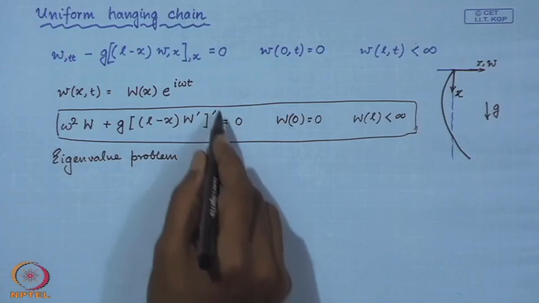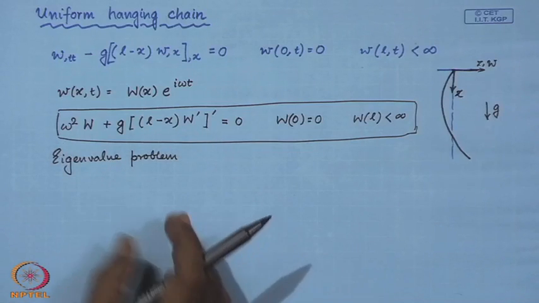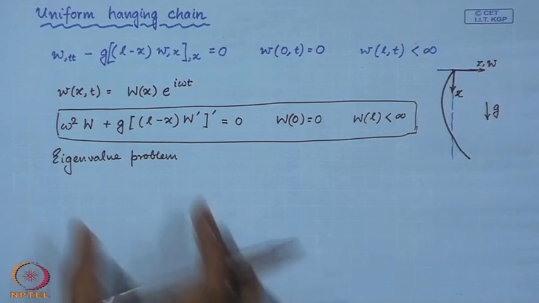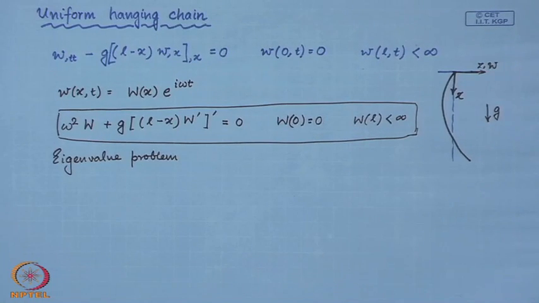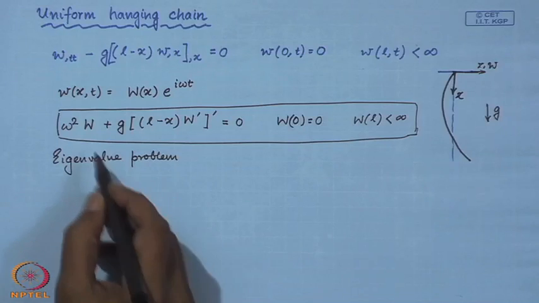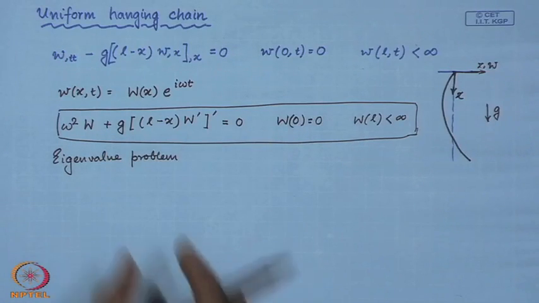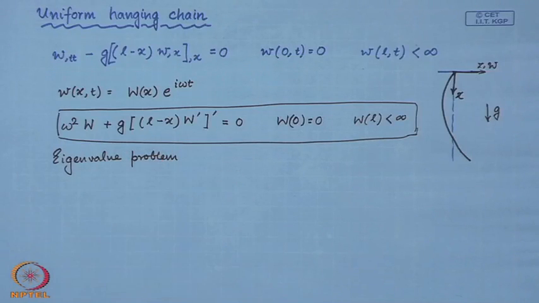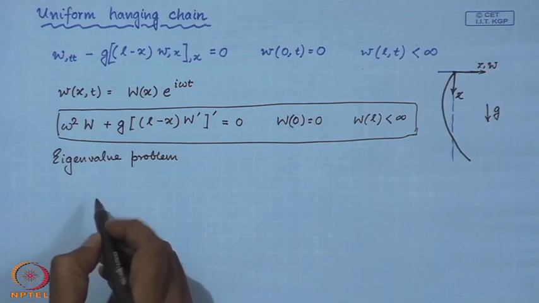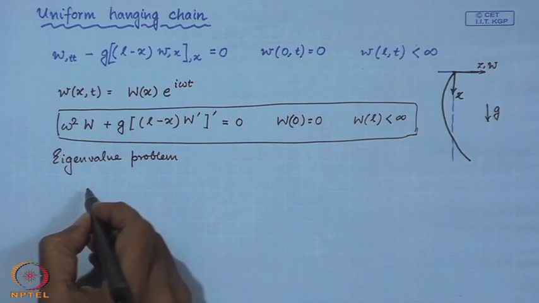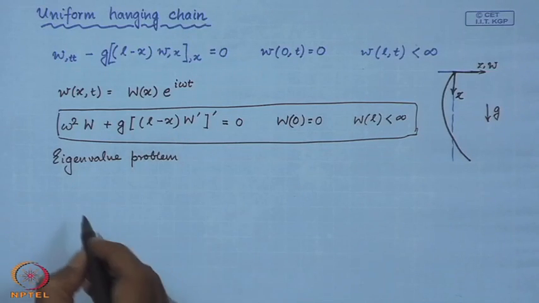Now, this structure of equation looks tantalizingly familiar, because we have studied equations of this structure when we discussed Sturm-Liouville problems in mathematics. Now, this structure is very special, so we can convert this into a more familiar form by using a transformation of the independent variable x.